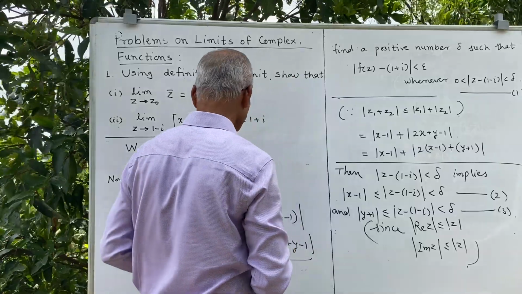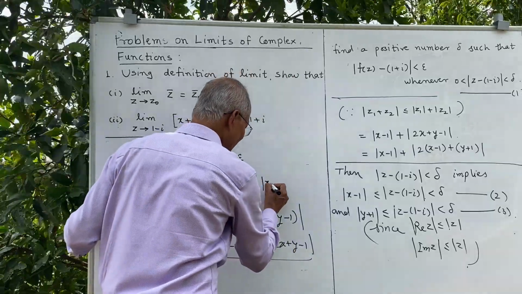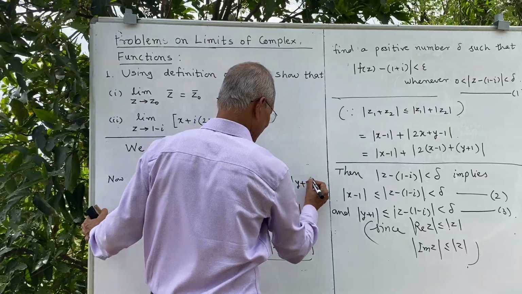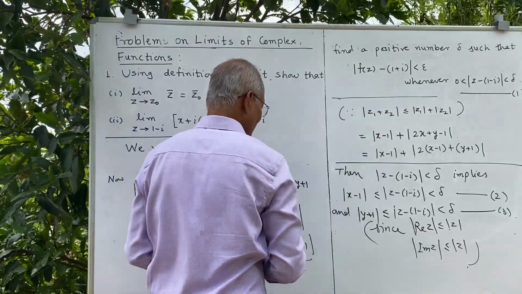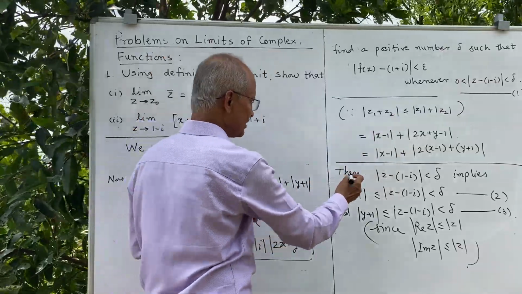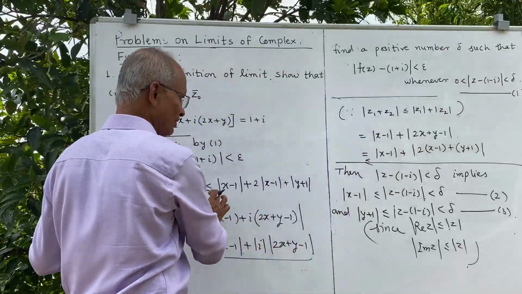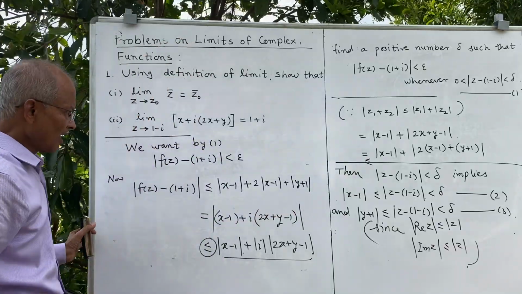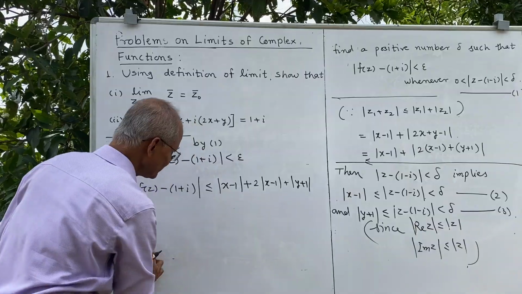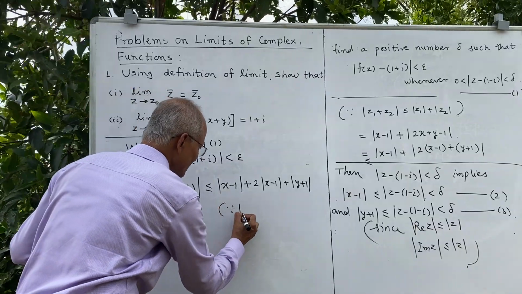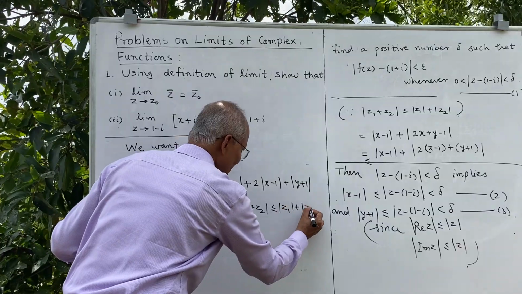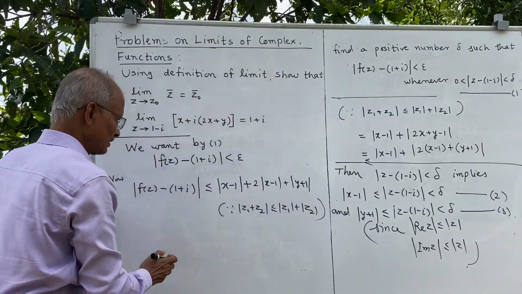So therefore this is 2 into mod of x minus 1 plus mod of y plus 1 by triangle inequality. We have separated the mod using this, and the inequality is again here. I have written that step here, and by triangle inequality you may write the same inequality: mod of z1 plus z2 is less than or equal to mod z1 plus mod z2. And now what is this?